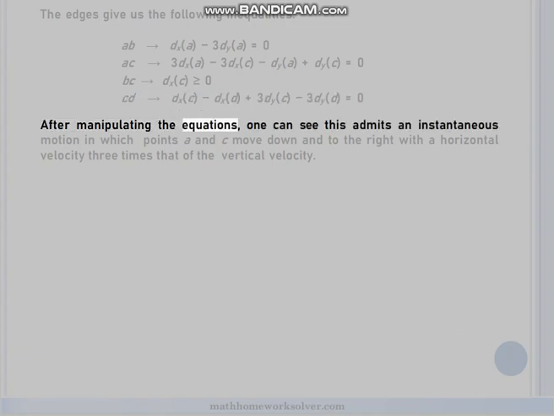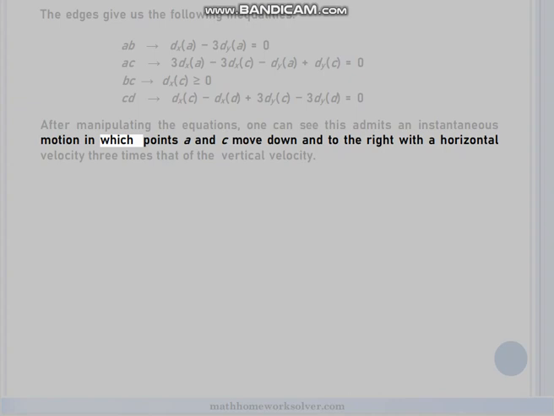After manipulating the equations, one can see this admits an instantaneous motion in which points A and C move down and to the right with a horizontal velocity 3 times that of the vertical velocity.